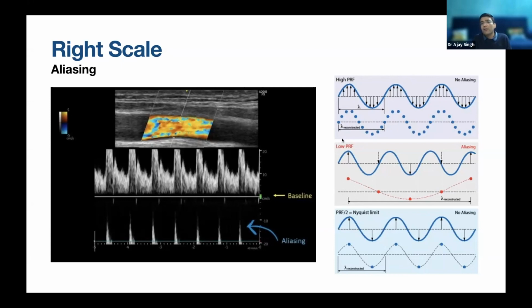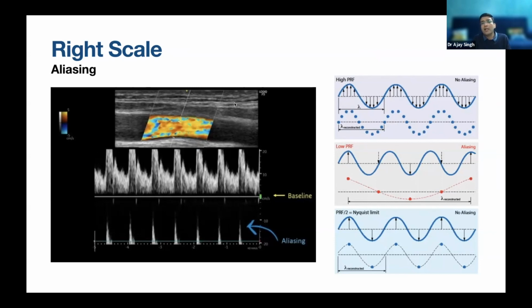So here in this figure, in the middle one, we can see the wave represents the flow velocity and the arrows represent the frequency with which the machine is interrogating this area. And depending on this interrogation, it is making its own waveform, which doesn't match what is actually happening in the body. So in this case also, we can see aliasing.